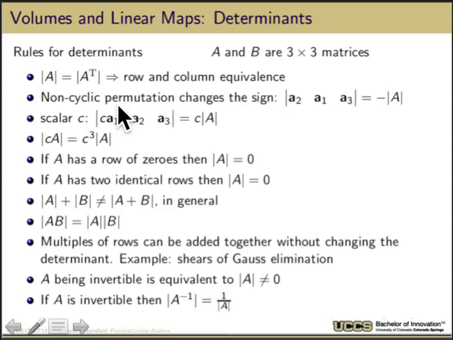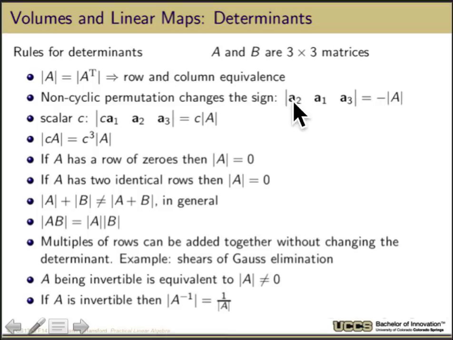Okay, so reviewing now, we're going to go back in and start reviewing how we did the determinants. So there are these rules. If A and B are 3 by 3 matrices, we know that the determinant of A is equal to the determinant of A transpose. Doing the transpose doesn't change the determinant, doesn't change the volume. That's what we expect. Non-cyclic permutations change the sign. So if I swap rows and columns in a non-cyclic fashion, I get a minus sign.